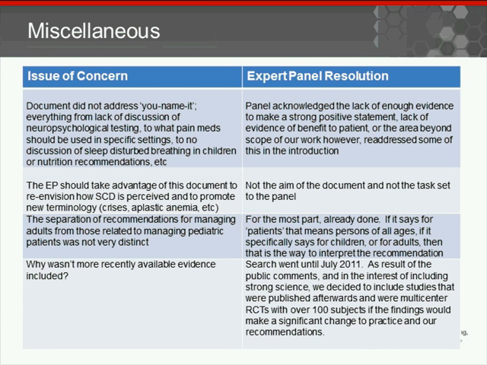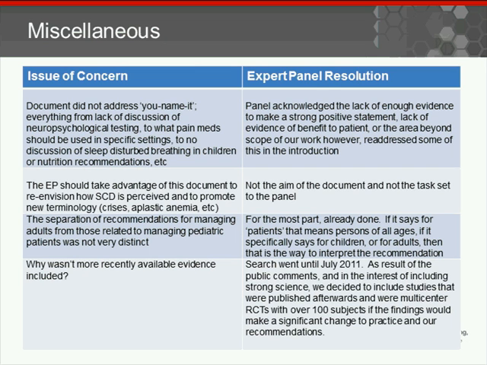So something that came up over and over was the fact that the document didn't address, and I called it the "you name it," because it was everything, essentially, that the document didn't address but our audience felt was important. That would include everything from neuropsychological testing to what pain meds should be used in specific settings to nutrition recommendations, and we can keep going. And we recognize that there are lots of areas that we weren't able to address in this document.